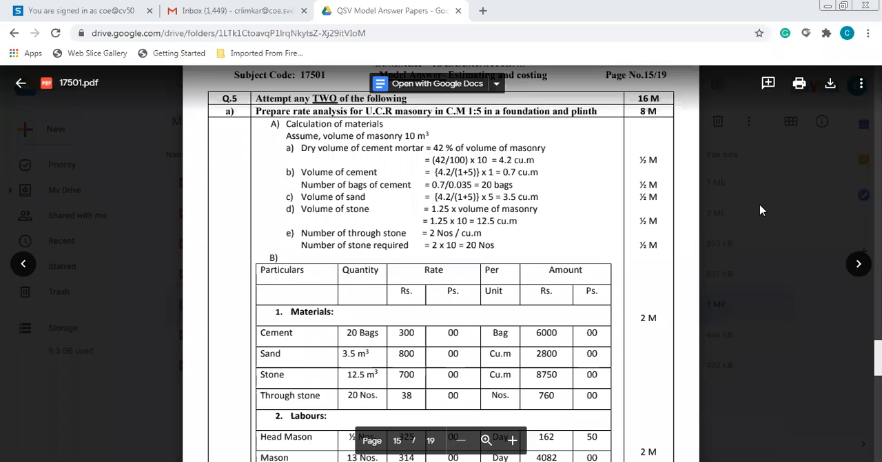Once again, I am going to repeat for everyone. You will have a question of total 8 marks, and they will ask you two questions. You may have to determine the quantity of concrete, prepare the rate analysis for PCC, plastering, brickwork, or UCR masonry. Only these four categories are there, and they will definitely ask only these for 8 marks. If you solve the problem correctly, the weightage is 4 marks for each question.